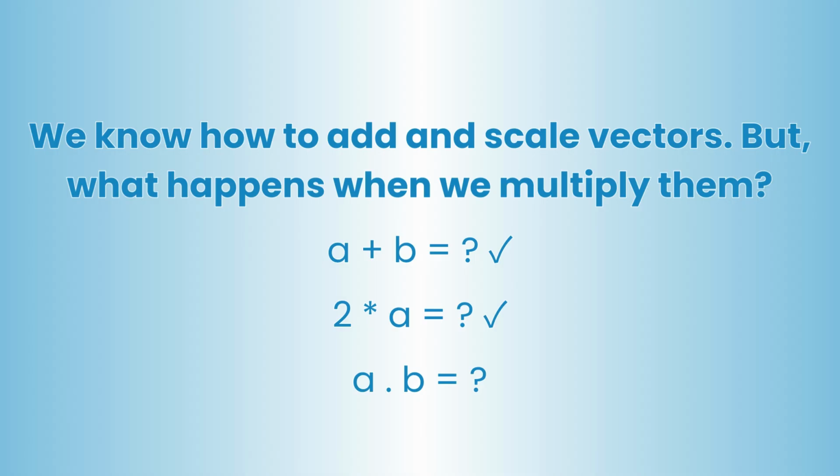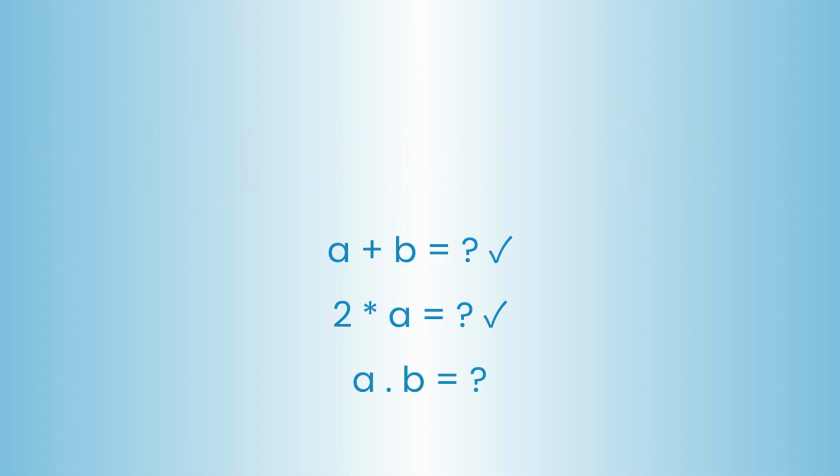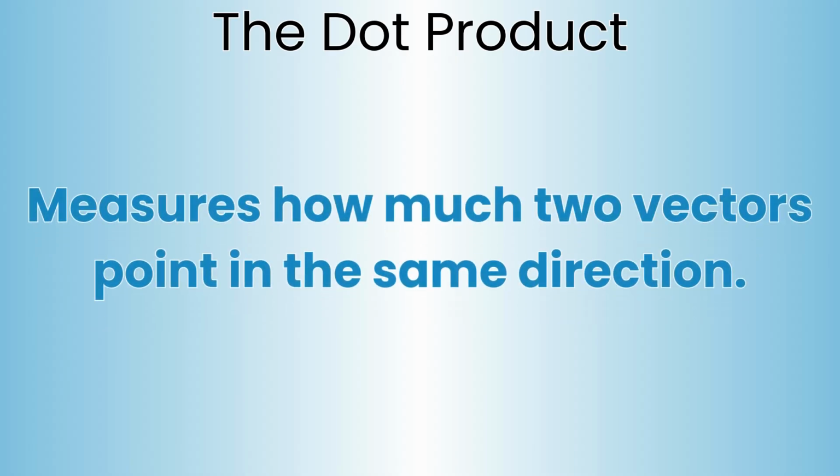We have seen how to add vectors and how to scale them in previous videos. But what happens when we multiply one vector by another vector? The most important way to do this is called the dot product. And understanding this is the key to unlock how things like neural networks actually work. So, what is it? The dot product tells us how much two vectors are pointing in the same direction.